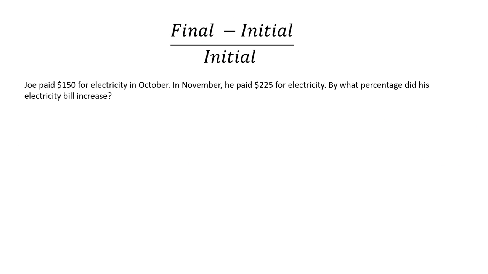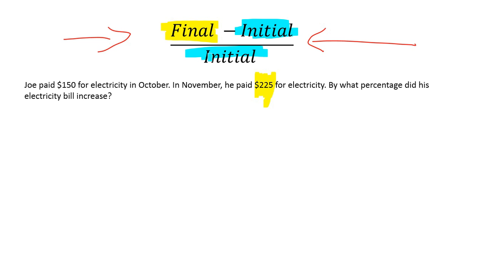Now, I have another example here. We're still going to use the same formula. Notice nothing's changing about it. This one says Joe paid $150 for electricity in October. In November, he paid $225 for electricity. By what percentage did his electricity bill increase? I still have to decide what my final value is. My final value in this one is $225, that's what he paid last. My initial value here is how much he paid in October, $150.